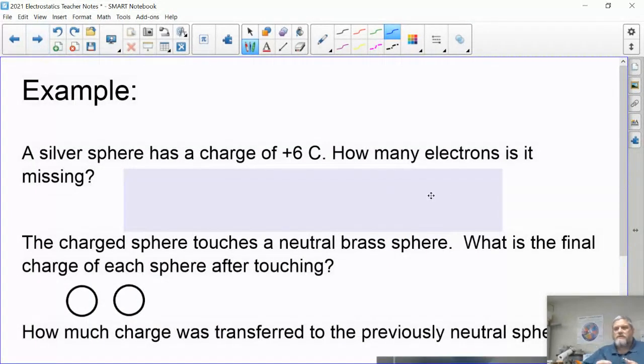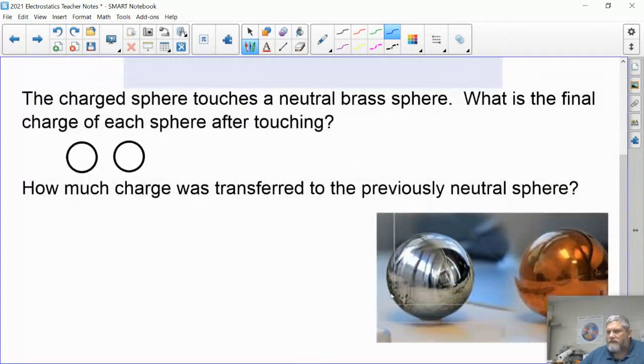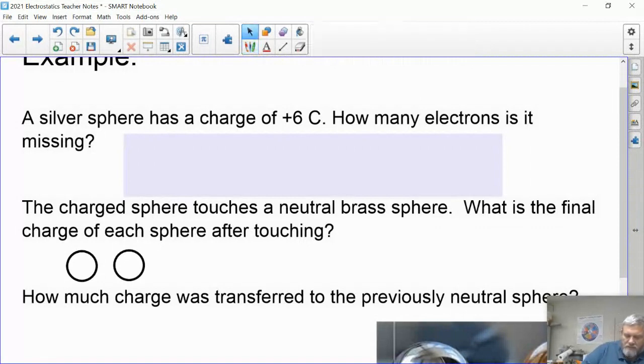All right, so let's look at an example. How would we do this in an example? Here we have a silver sphere and a bronze sphere, or a brass sphere. If it initially has a charge of +6 coulombs, how many electrons is it missing? You're going to have to calculate the number of electrons, so let's look at this again.